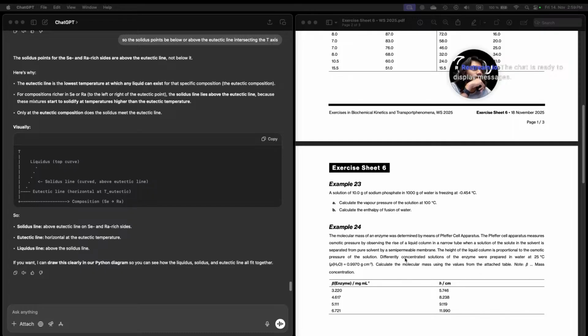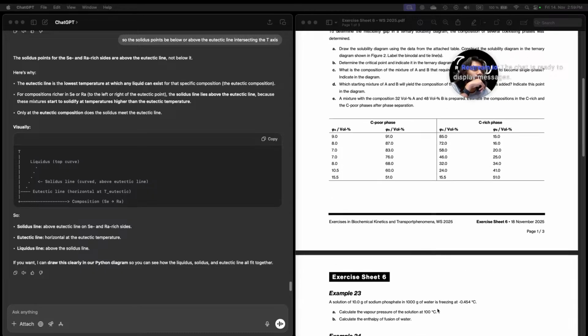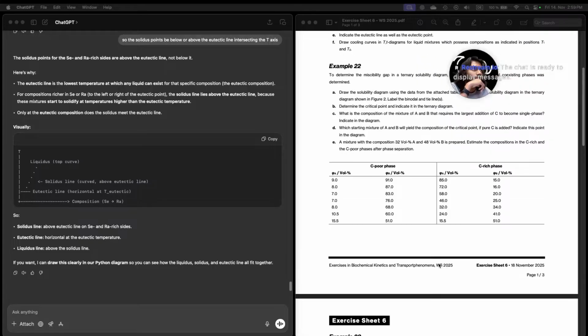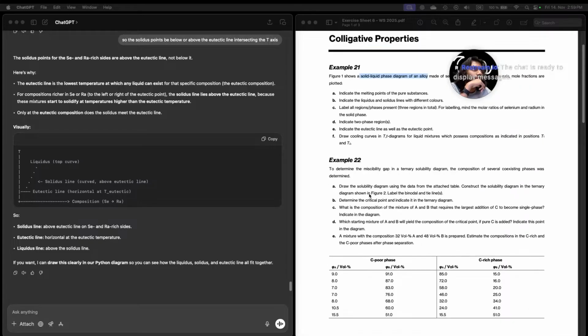Who uses figure 2? Okay, so example 22 uses figure 2. Okay. Okay. I'm not going to lie, the solidus line above the eutectic line.